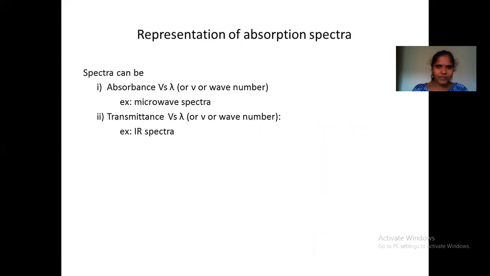The absorption spectrum can be represented in two ways. We can consider the absorbance, or we can consider the transmittance. It is a graphical representation of absorbance versus wavelength, wave number or frequency, or transmittance versus wavelength, wave number or frequency. From this spectrum, one particular radiation will give one piece of information. What information are we going to get from the spectrum?